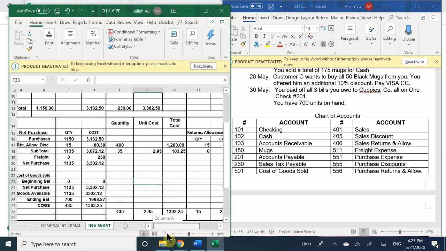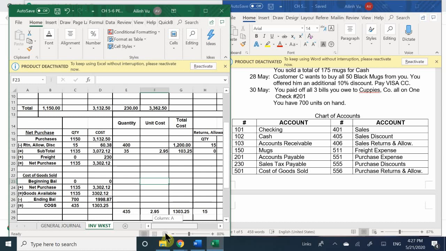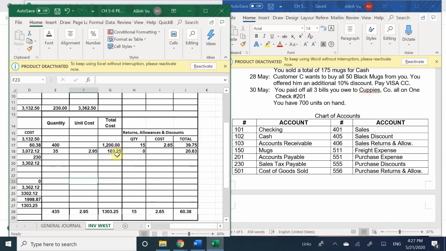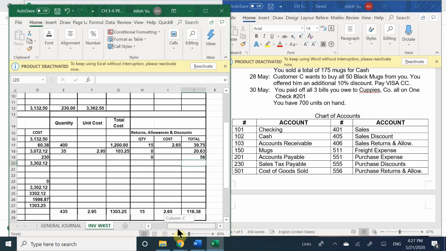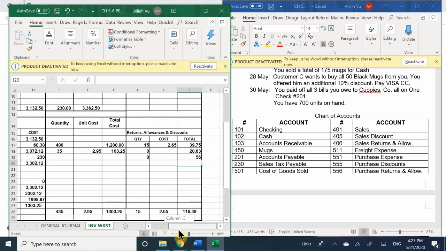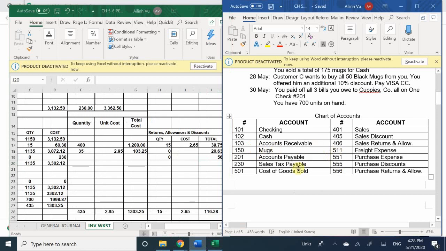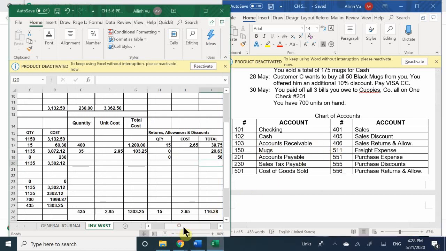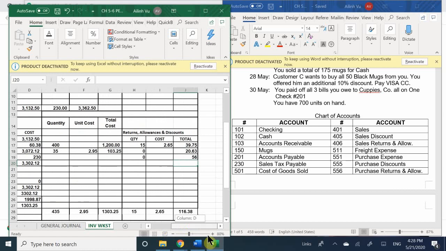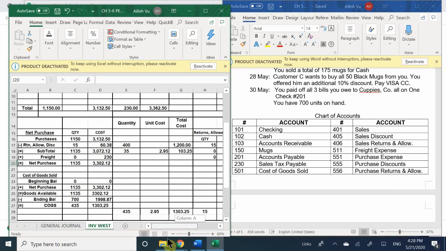Oh no, wait, we're supposed to put that in here. Oh my gosh, I think I did this wrong. I forgot to indicate the purchase discounts. We're supposed to indicate the $56 in the purchase discounts. So this inventory worksheet, I actually have to redo it, because I forgot to indicate the purchase discounts here.